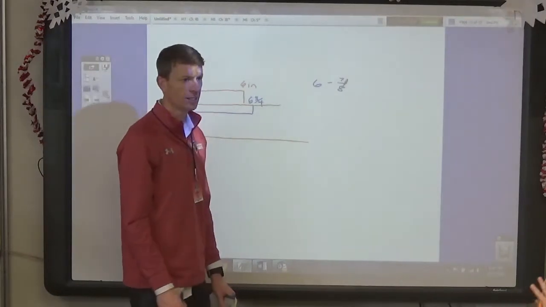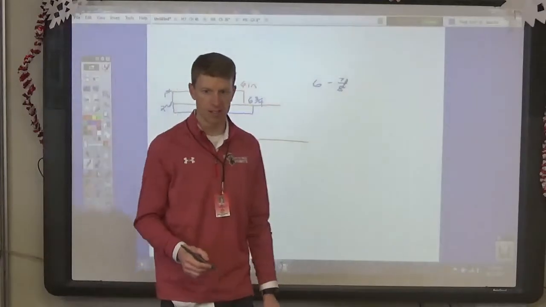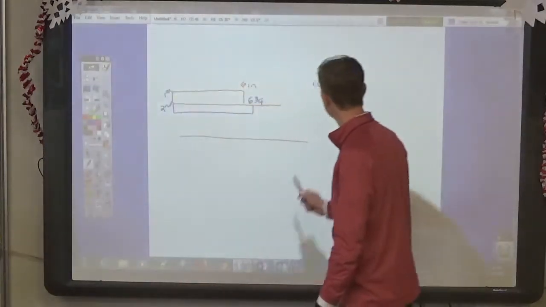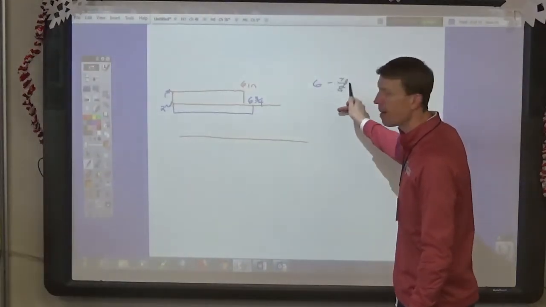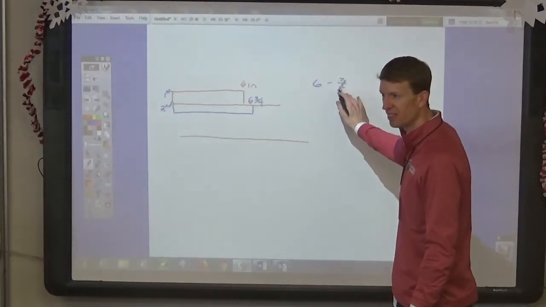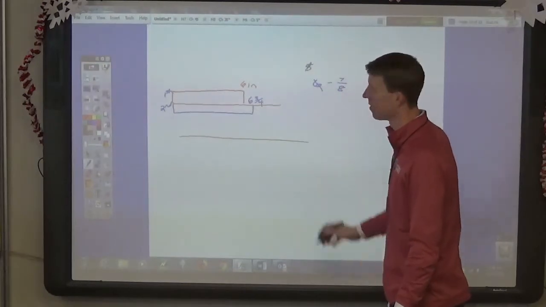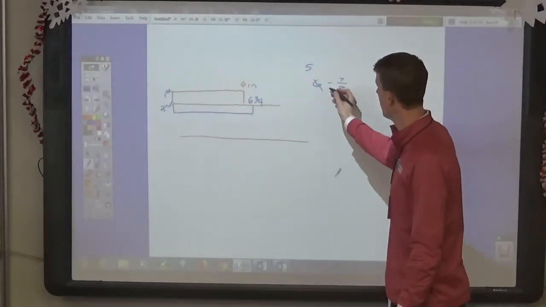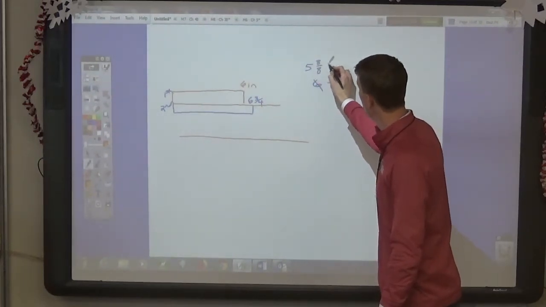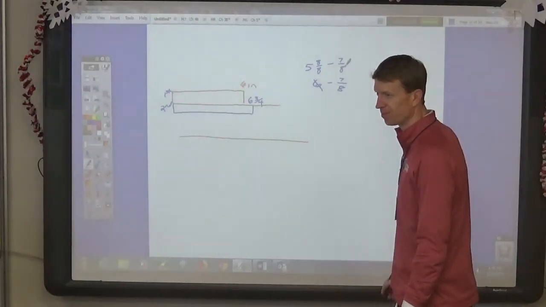And then what's the process? How would we do this? Addie? What's the process for subtracting 6 minus 7/8? Do you have any pieces? So we have to make this 5 and 8/8 minus 7/8. What is that?